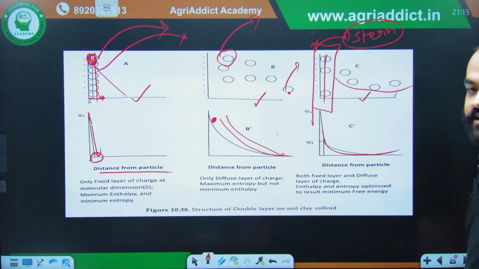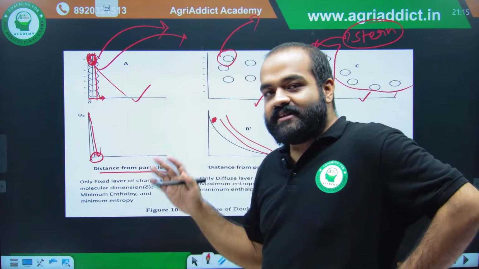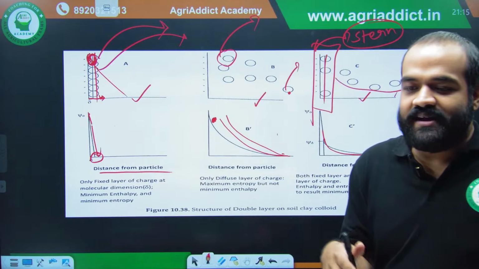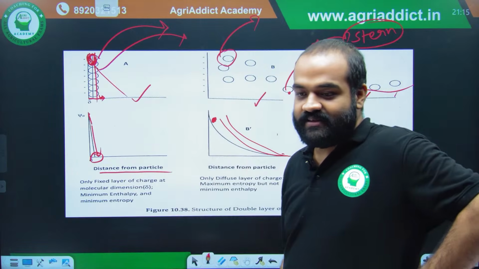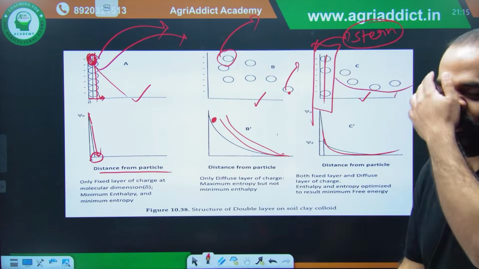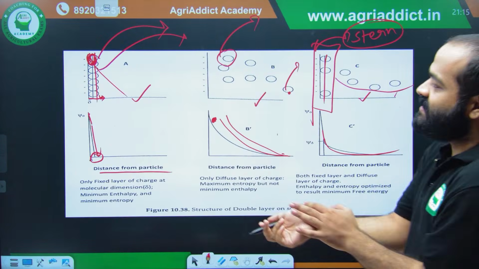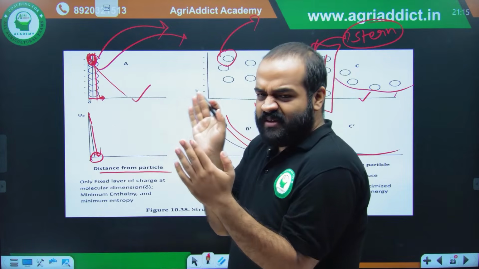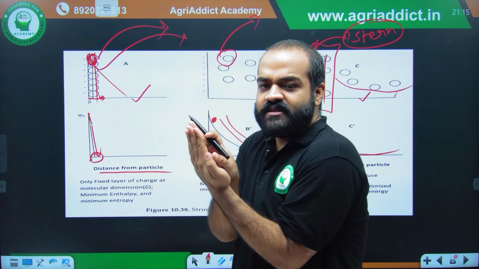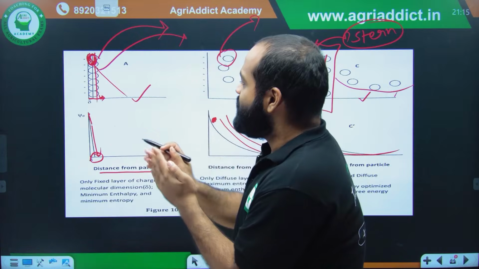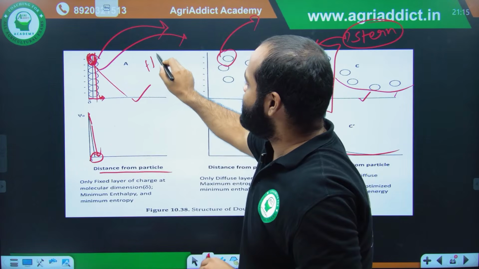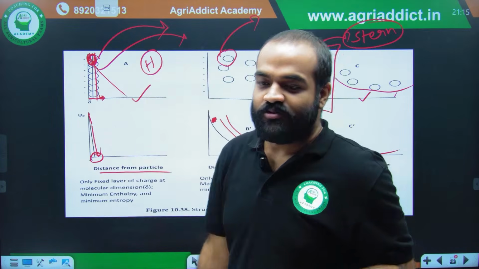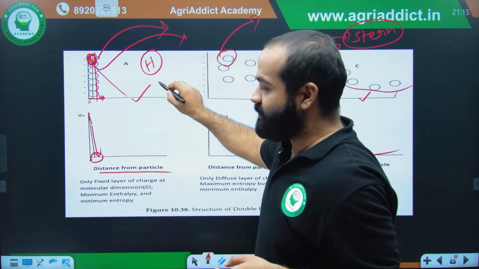So if you have read new ICAR, you will see it has been explained using thermodynamics as well. Dr. S.C. Datta has explained it with thermodynamics. So here you can see all these ions are tightly bound to the negatively charged clay colloid. So what happens from this? The enthalpy, which means the total heat of the system, is minimum.